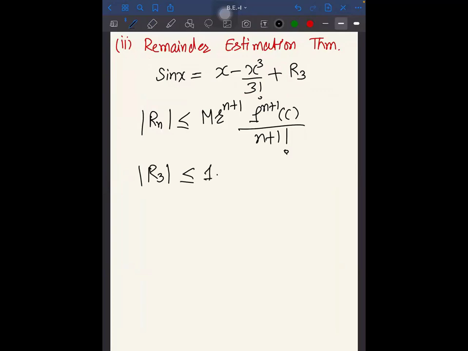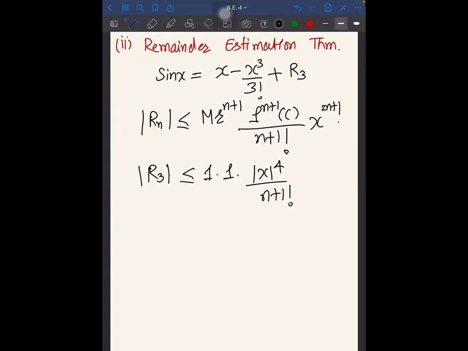So mod Fn is always less than 1. Why? Because you have a sine or cos function in the derivative. So that would also be 1. The rest you will have, x raised to power 4 upon n plus 1 factorial.